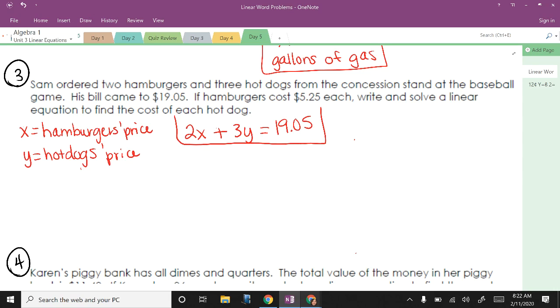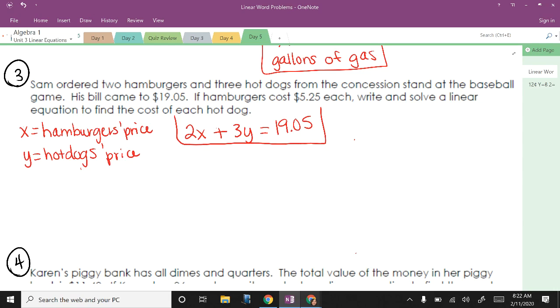Okay? You could do hamburgers in front of, hot dogs in front of hamburgers. Just make sure you label it, and that way you'd put 3 with the X and 2 with the Y. Does that make sense? So I like to go in order that they mention things. So the total amount's what it's always going to equal.